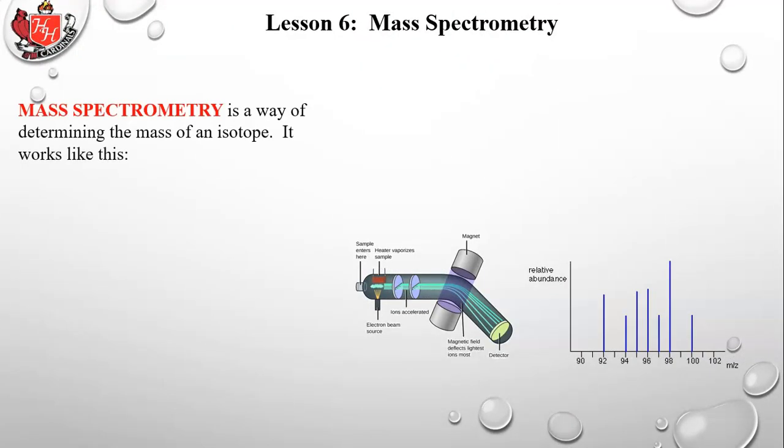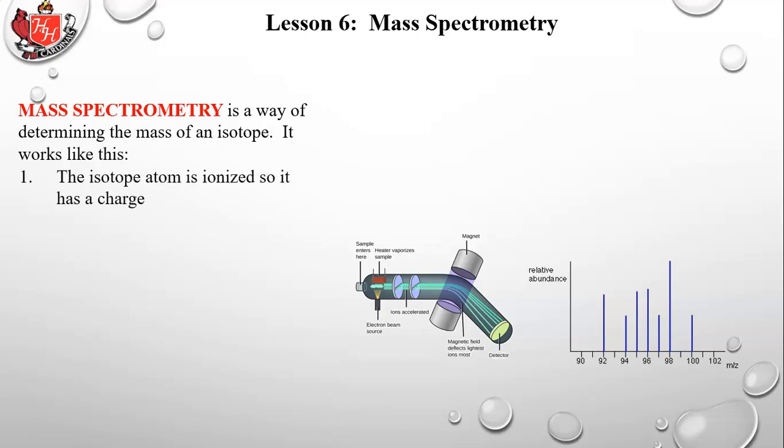So here's actually an image of how it works. Mass spectrometry is a way of determining the mass of an isotope. So remember, isotopes of the same element have the same charge, but one has more neutrons than the other, and so one is heavier than the other. That's the main difference between isotopes, and it works like this.